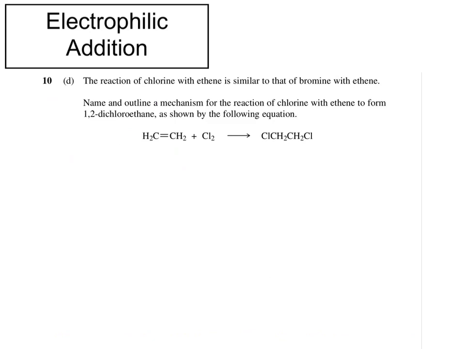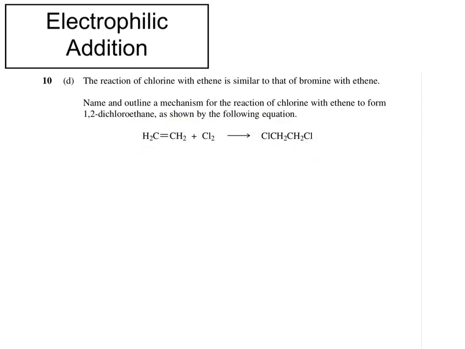So now we're going to look at a couple of past paper questions. So this is our first one. We've got the reaction of chlorine with ethene is similar to that of bromine with ethene. So they may ask you to do an electrophilic addition reaction with a different halogen, but it's exactly the same as the one I've shown with bromine. It says name and outline a mechanism for the reaction of chlorine with ethene to form 1,2-dichloroethane as shown by the following equation. And there it is.